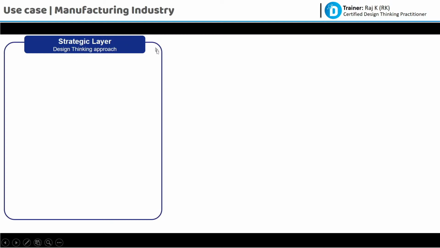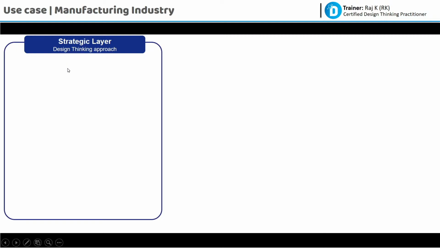So let's look at the first use case which we promised: the manufacturing industry, right? Most of the things will remain common in the use cases. It's only the problem statement and the solution that comes out that will be a little bit different, right? So let's look into the manufacturing industry. There is a manufacturing industry. It could be any industry which is manufacturing an automobile, for example, right?